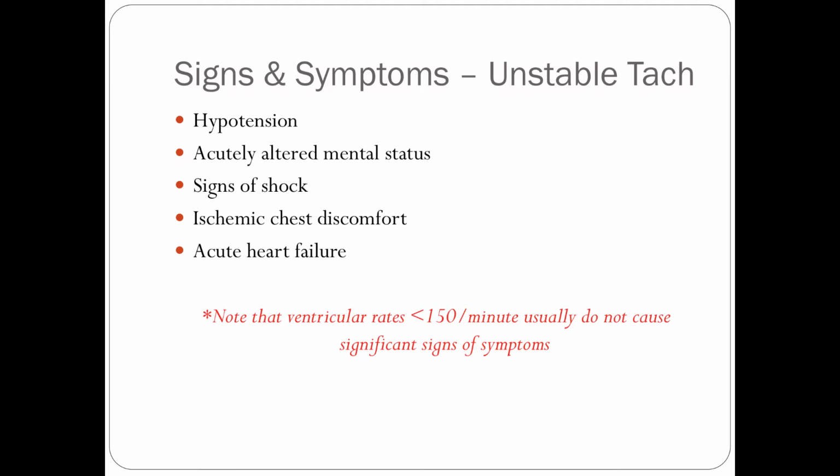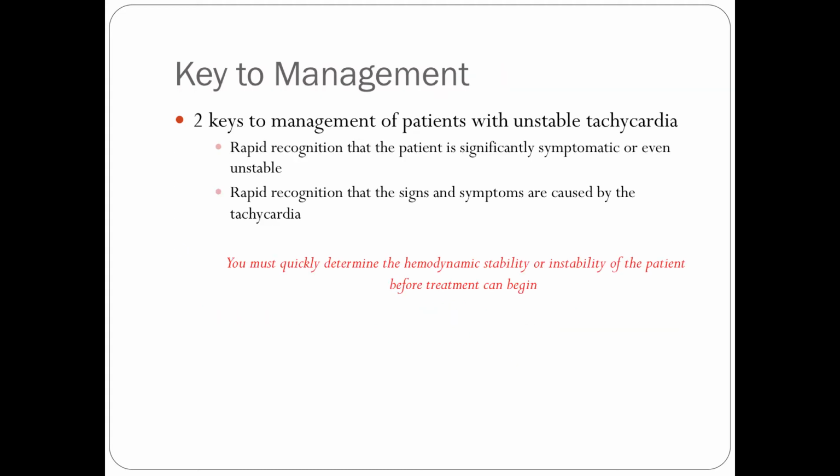Ventricular rates of less than 150 usually do not cause significant signs and symptoms. I'm sorry, that's why that's kind of the cutoff. At 150, we can still tolerate that pretty well and compensate. But once we start going faster than that, for any of those other rhythms, where the ventricular rate is now going over 150, that's where we start having some problems with signs and symptoms and stability.